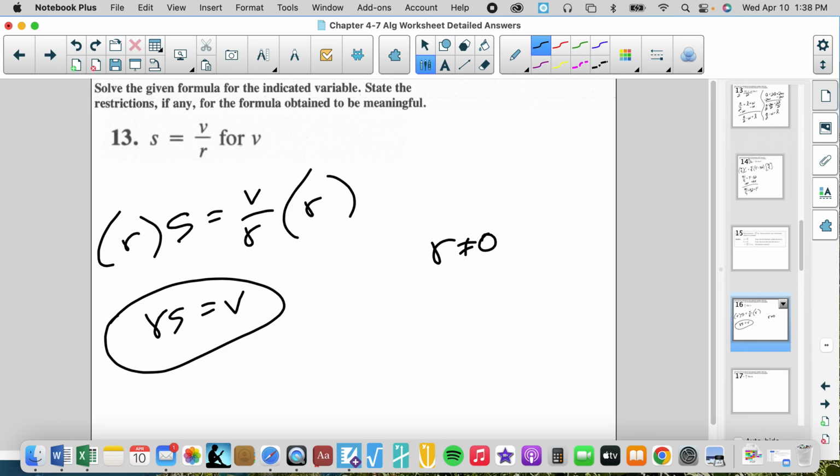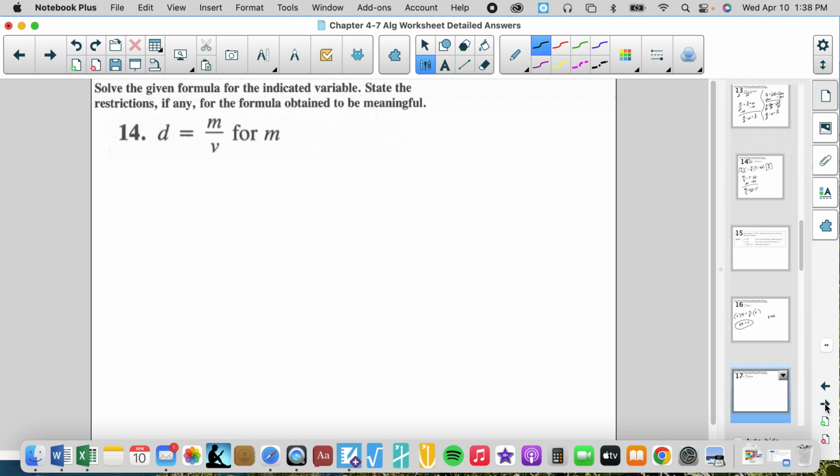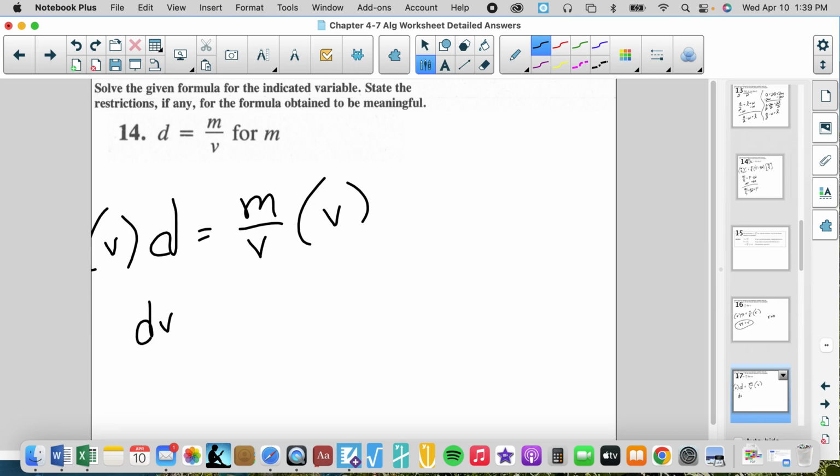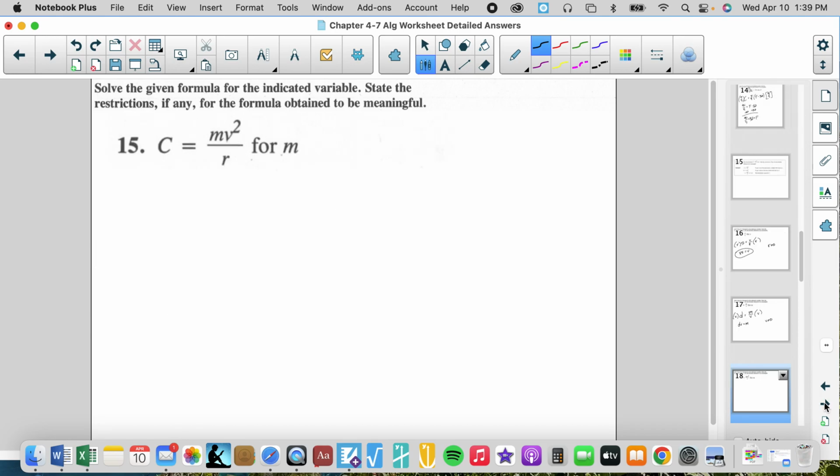So anywhere throughout that, D equals M over V. Solve for M, we're going to multiply both sides by V. DV equals M, and V cannot equal 0. Hey, I remembered the restriction.